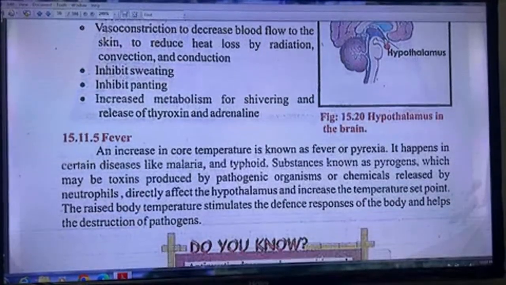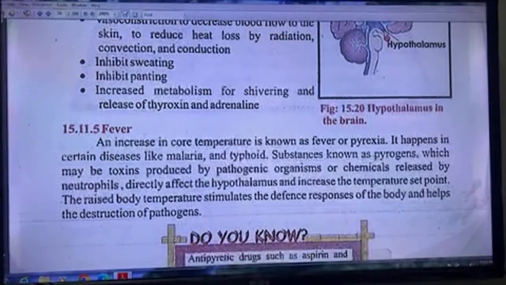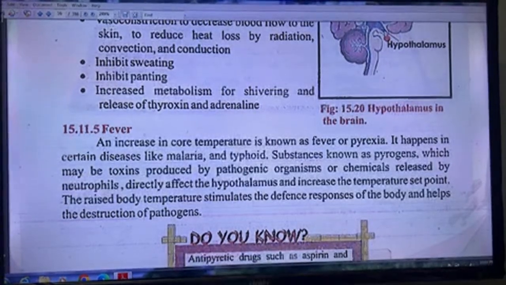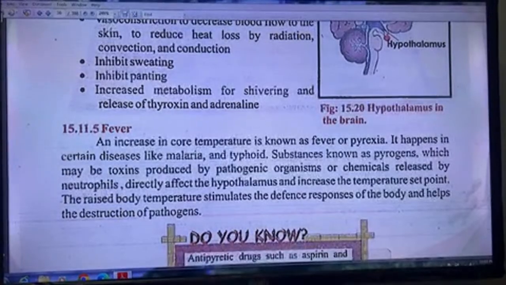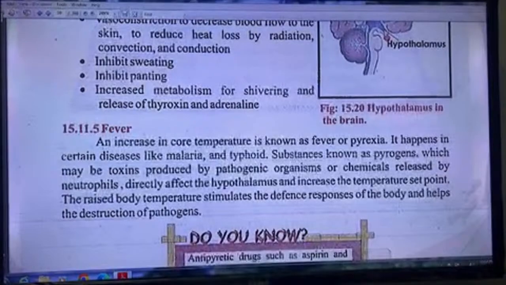Fever. An increase in core temperature is known as fever or pyrexia. It happens in certain diseases like malaria and typhoid. Substances known as pyrogens, which may be toxins produced by pathogenic organisms or chemicals released by neutrophils, directly affect the hypothalamus and increase the temperature set point. The raised body temperature stimulates the defense responses of the body and helps the destruction of pathogens.